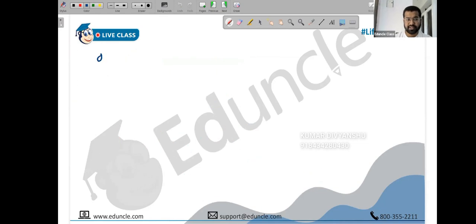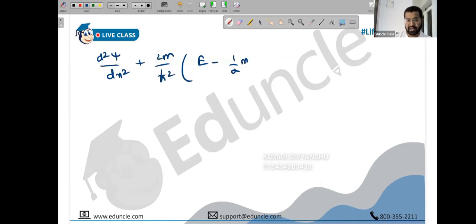Okay. So the Schrodinger equation now becomes d square psi upon dx square plus 2m upon h square into E minus V, what is V? Half m omega square x square, into psi, is 0. And now people solve this. We don't solve this.